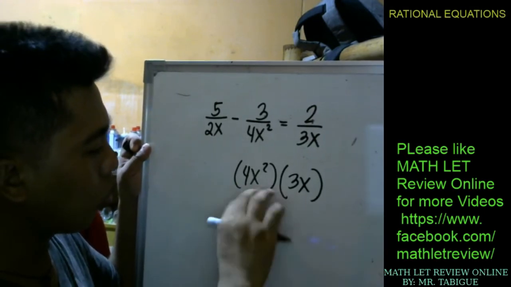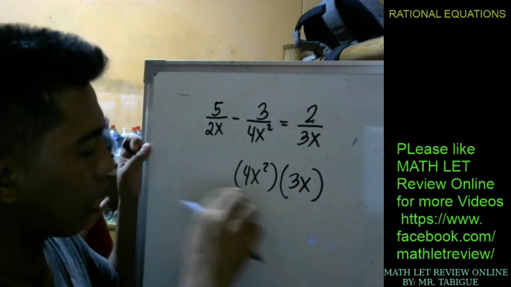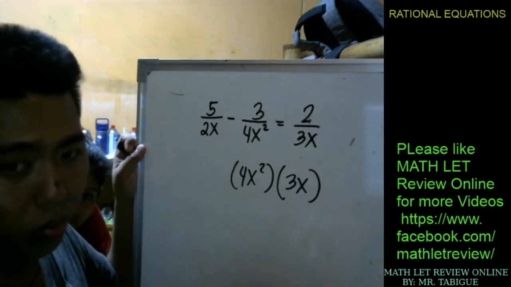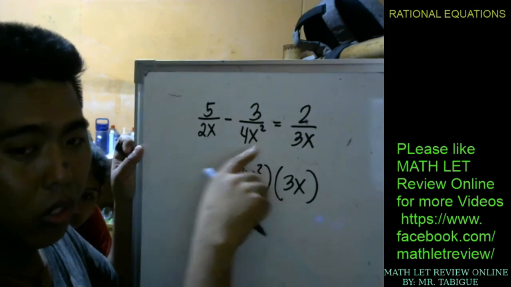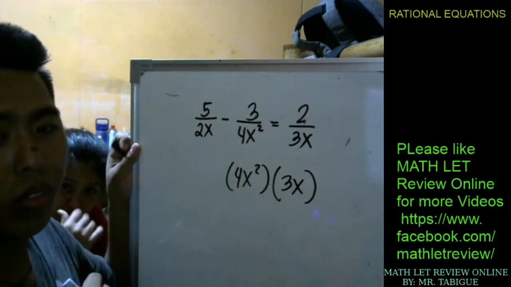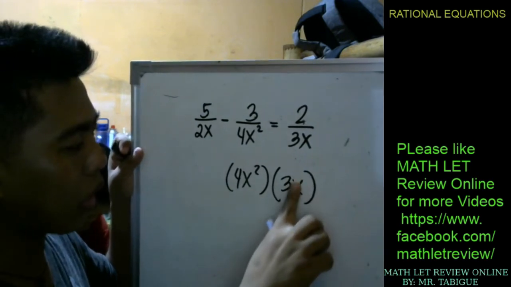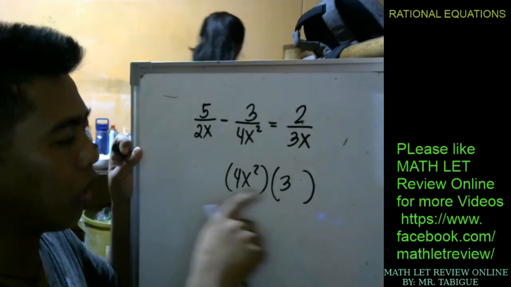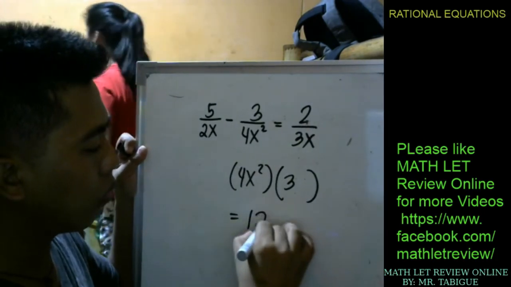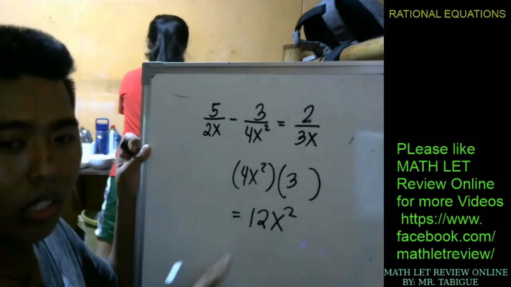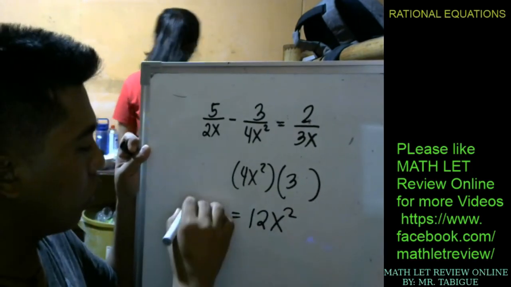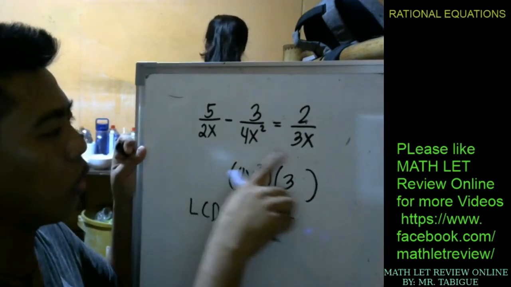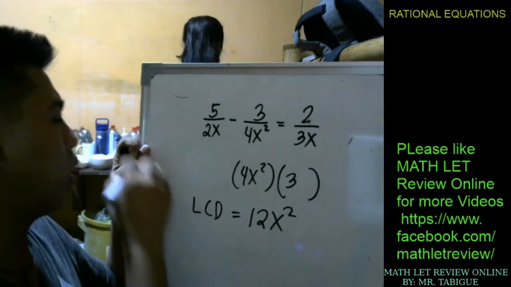Then if I try to multiply, I can get 12x cubed. But there's no need to have a cube. Squared na lang, okay? Kung sa pinakadako nga exponent, dito rin kataman. So therefore, there's no need to put x right here. 3 is okay na. So therefore, we can have 4 times 3. We could have 12, then x squared. Then that would be our LCD. So the LCD of 2x, 4x squared, and 3x is 12x squared.